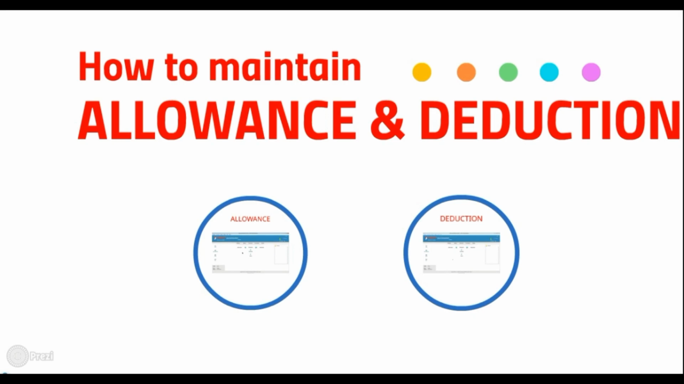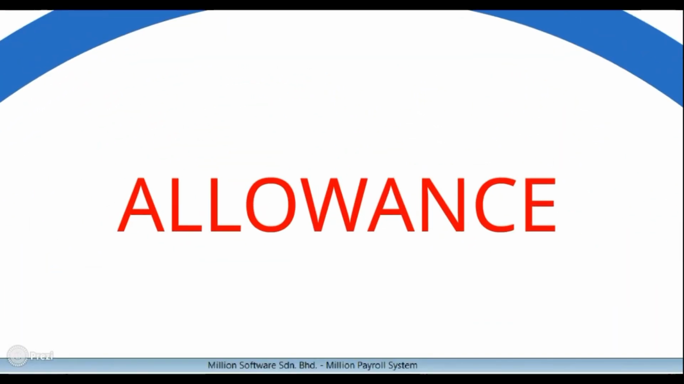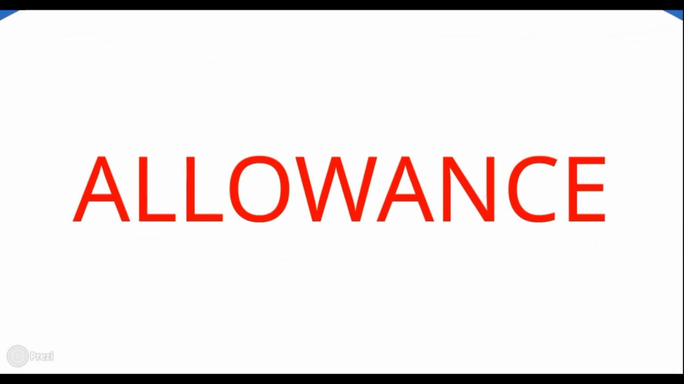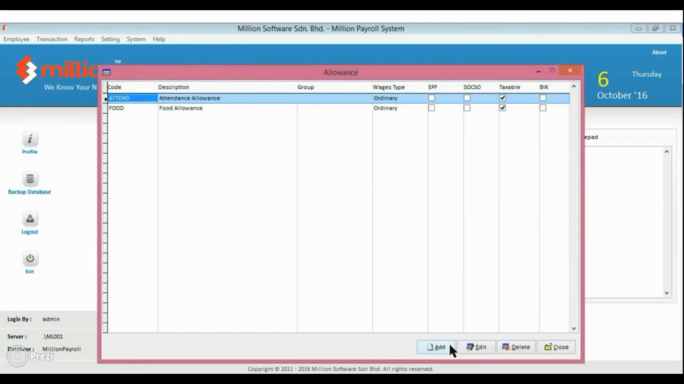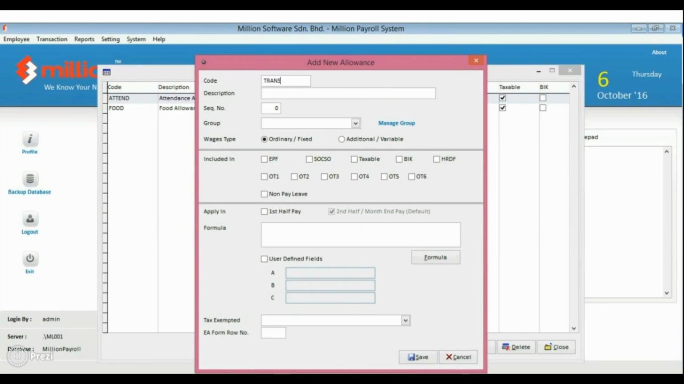We learn about how to maintain allowance and deduction in Million Payroll. First, allowance. Go to Employee menu and click on Allowance. Press the Add button to add a new allowance. Select a wages type and select whether this allowance wanna be included in the calculation of EPF, taxable, and SOCSO. Well, here's the place for you to set your own formula if you need it.